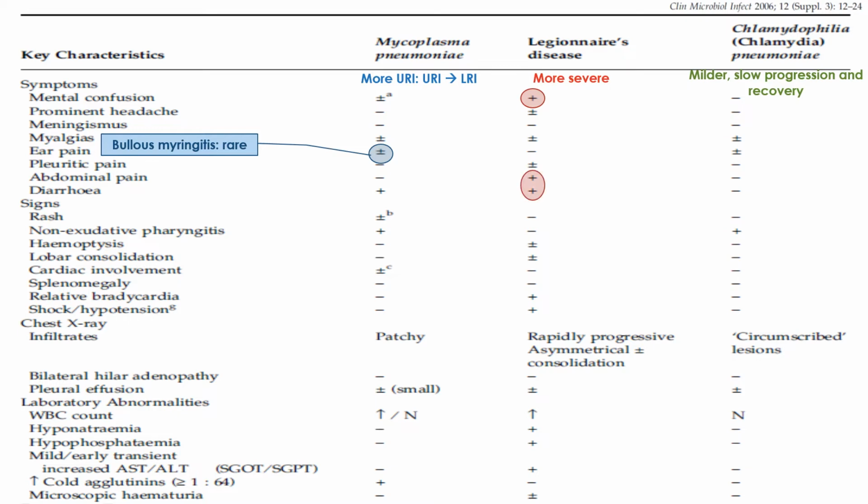Abdominal pain, diarrhea, or gastrointestinal symptoms are common in Legionnaires disease. About the signs, Mycoplasma has skin signs such as erythema multiforme. This is the classic sign that you should look for in a patient presenting with Mycoplasma. But this sign can be found in other infectious and non-infectious conditions. Maybe it's a drug reaction.